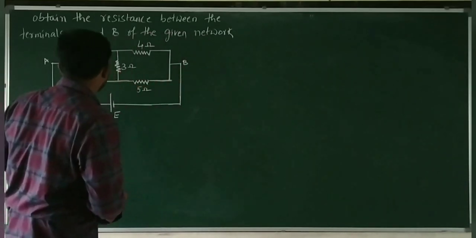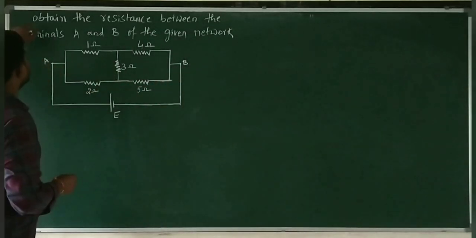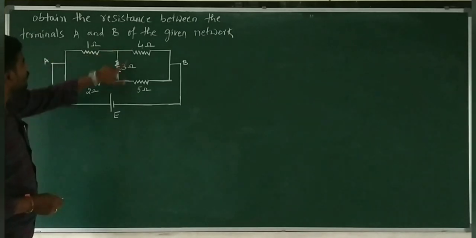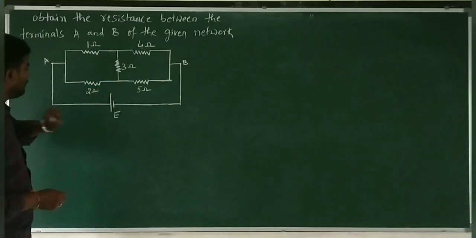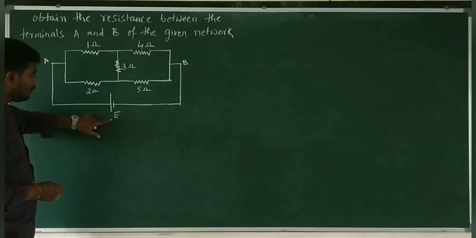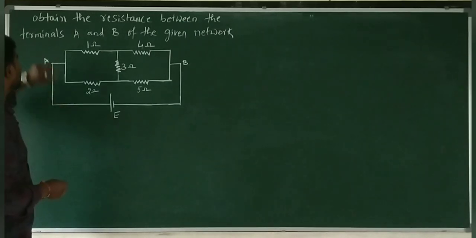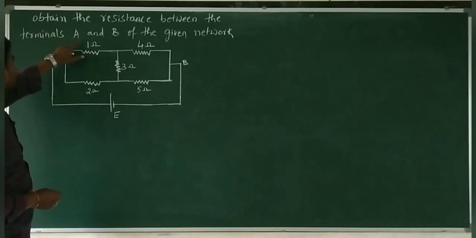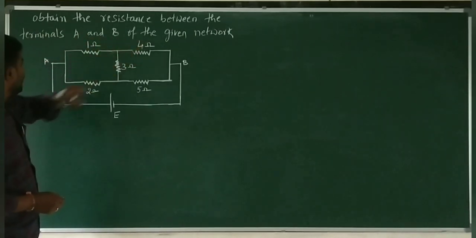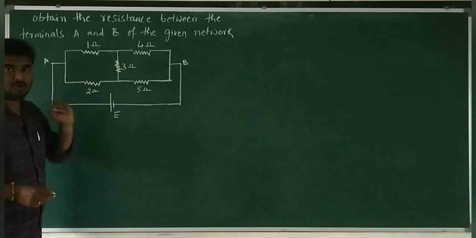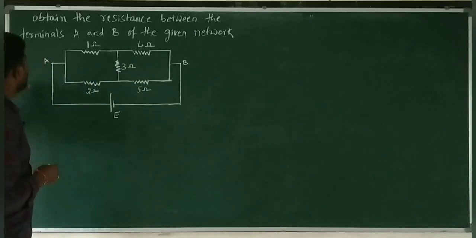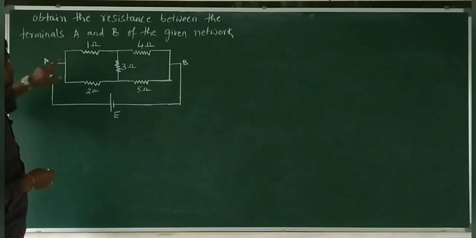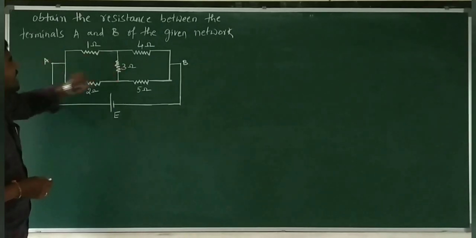Look at the circuit diagram carefully once again. 1 ohm, 4 ohm, 3 ohm, 2 ohm, 5 ohm, and EMF is connected. We don't know the value of EMF. And the question is, obtain the resistance between the terminals A and B of the given network. This is A point and this is B point. We are supposed to find out the resistance between the terminals A and B.